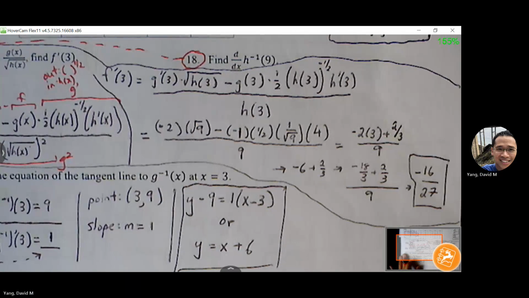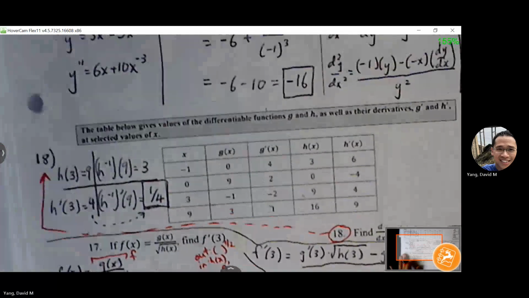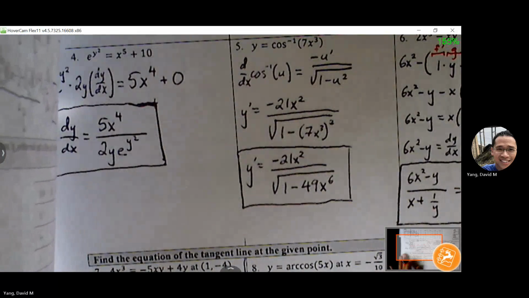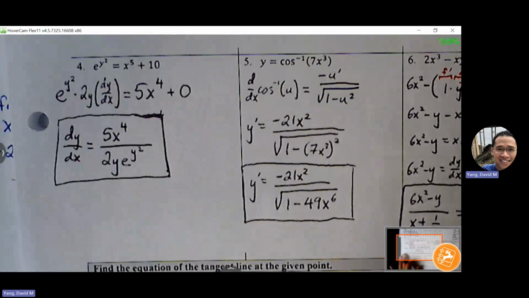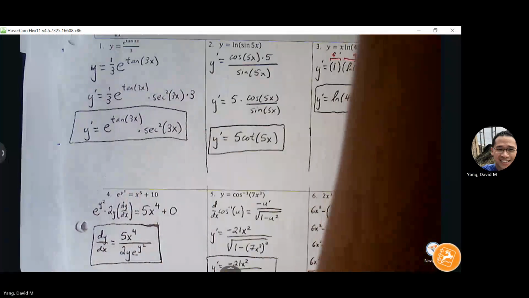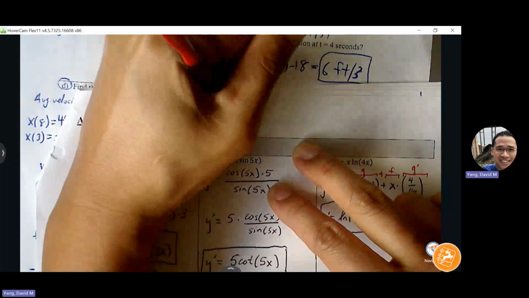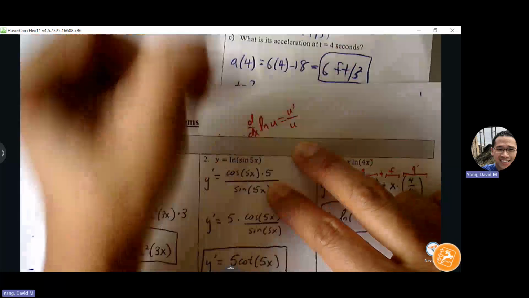Okay. And then also, I think I was absent when we went over natural logs. Mhm. Just kind of shaky on that. Okay. So let's pick out some problems there on page 4 here. So the rule for if you see natural log is u prime over u.